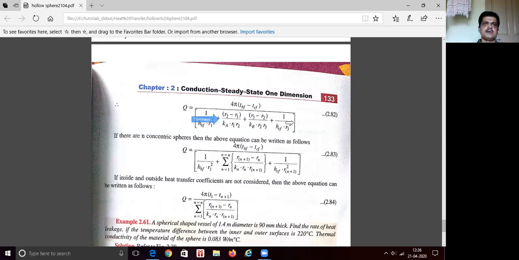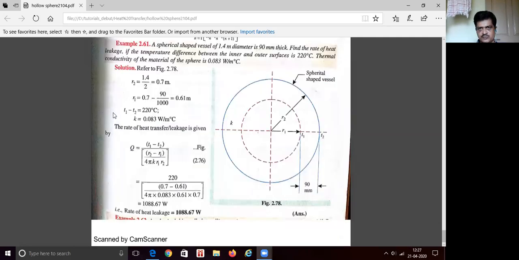Now, at the same time, they have solved a problem on a composite sphere. R1 is given, R2 is given, T1 is given, T2 is given. You have to calculate what is Q. And this is the important equation. Calculate all those things: Q, T1 minus T2, R2 minus R1, 4 pi K, R1 R2. Direct problem. They have calculated at what rate heat flows from inside to outside.